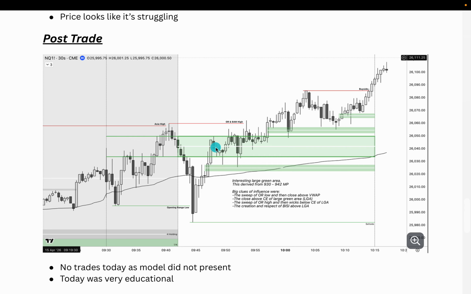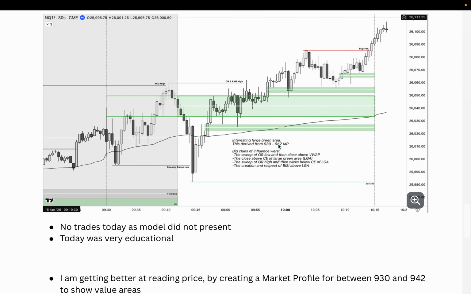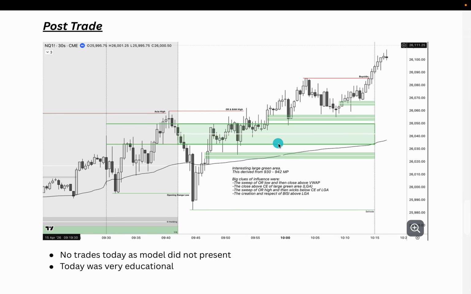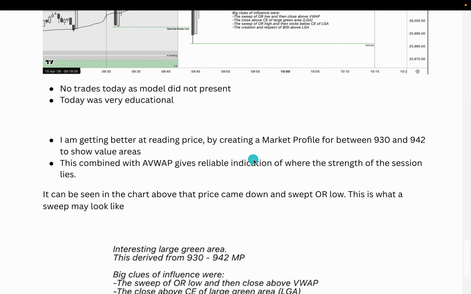Yeah, it's wicking below, closing above. It created a fair value gap above this, which it then came and revisited and went higher. So it's obviously bullish. This is bullish price action. It didn't actually present on the model today, so I didn't do a trade. There was a trade between here somewhere. I think it was this one, this gap here, and you could have bought here, stop loss down here to Asia high. That would have been a good trade, but for me that's before 9:42, and I want to see what this does before I trade it.